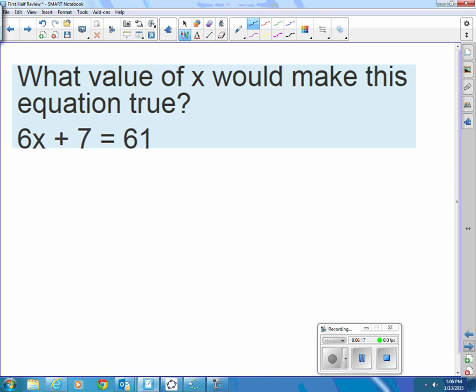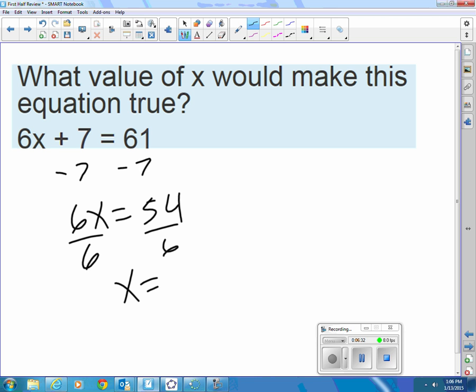What value of x would make this equation true? Let's subtract 7 from each side, and we get 6x equals 54. Divide by 6. X equals 9. 9 is the value that would solve that equation or make that equation true.